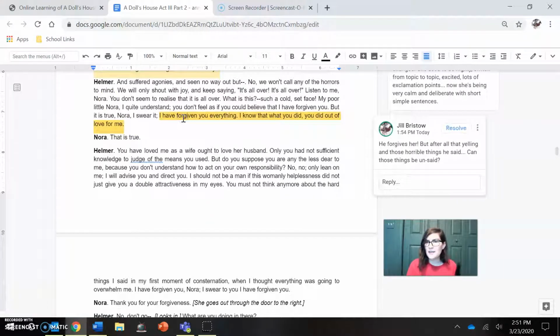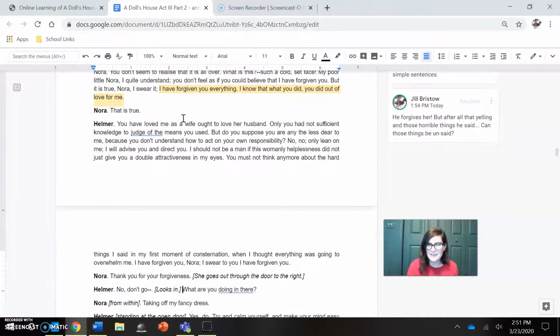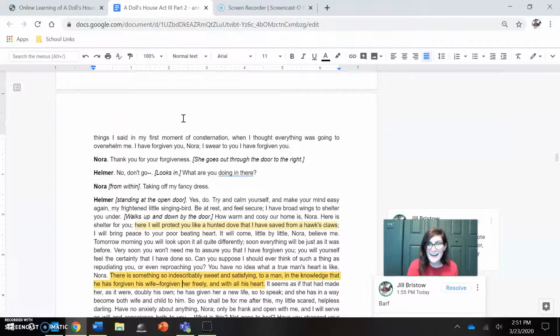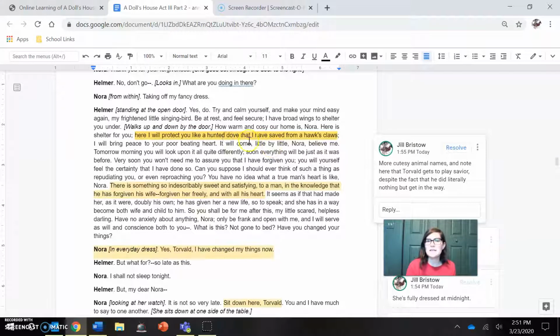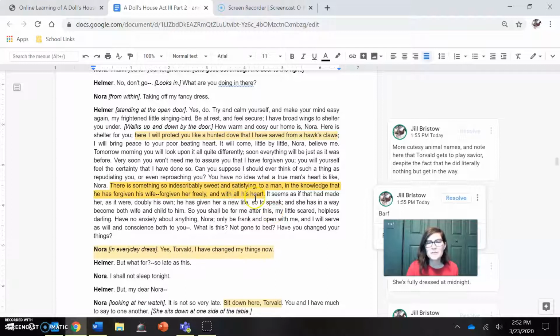Torvald says he's forgiven everything, but after all of the horrible things he just said to her, can those things be unsaid? I don't think those things can be unsaid. We have another little animal metaphor right here. I will protect you like a hunted dove that I have saved from hawk's claws. So not only is Nora a cutesy little dove, but Torvald gets to be her protector. There's something so indescribably sweet and satisfying to a man in the knowledge that he's forgiven his wife. Blech.